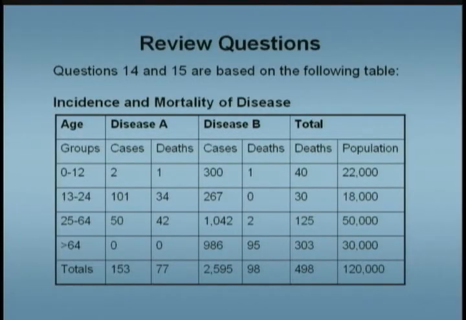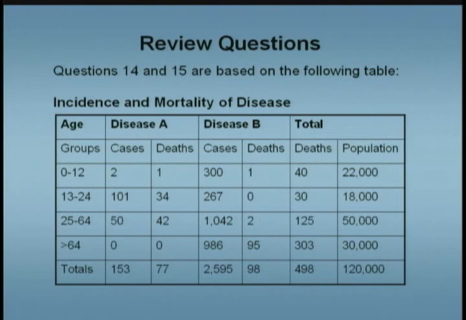Question 14. The case fatality rate for disease A is what? Case fatality rate. Well, let's see. That's the number of people that died from the disease divided by the people that have the disease, right? So how many deaths do we have? 77. Out of how many people with the disease? 153. The answer, of course, is E.